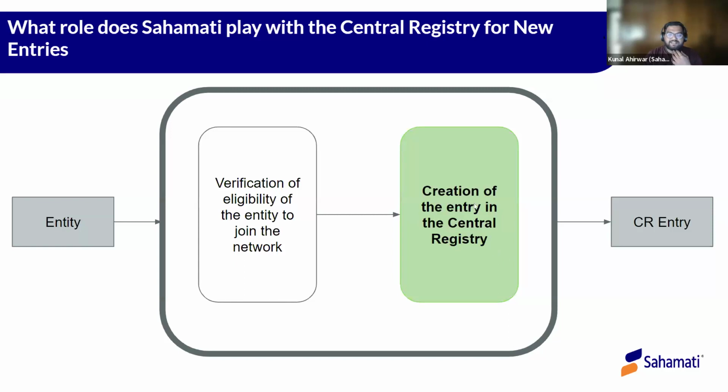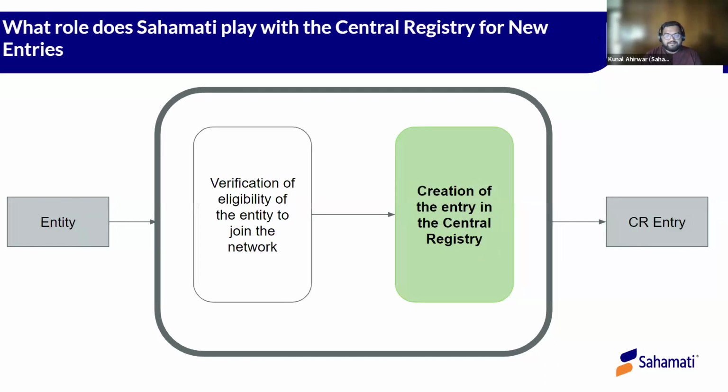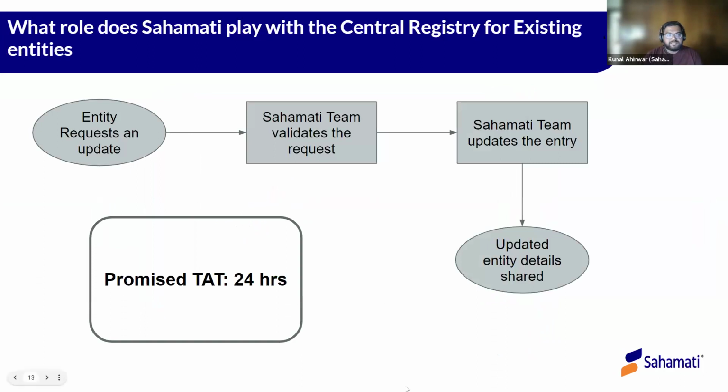But what we have done is we have ensured that entities can create their new entry in the CR without Sahamati playing a role in this. We are creating an API that allows entities to onboard themselves into the central registry. This API also allows entities to update their existing entries in the central registry, to update their information in the CR. So right now, the process is that an entity typically requests an update, and the Sahamati team validates the request, and then the Sahamati team updates the entity in the CR.